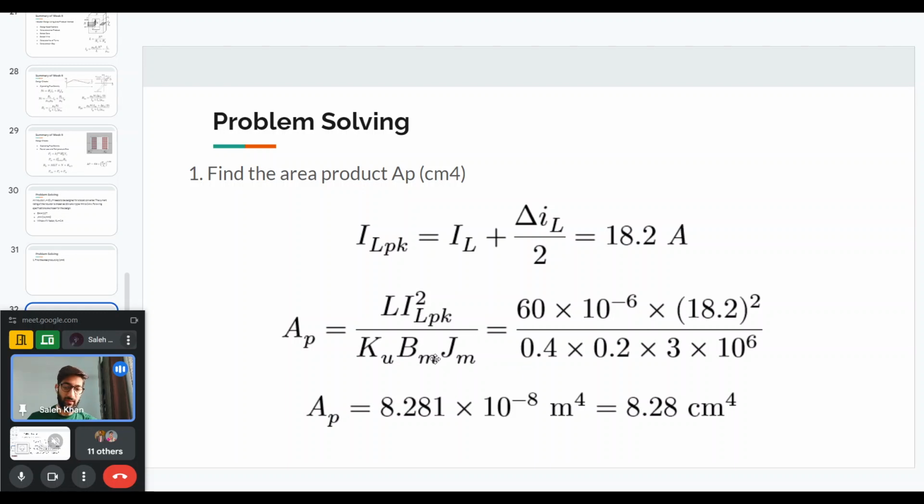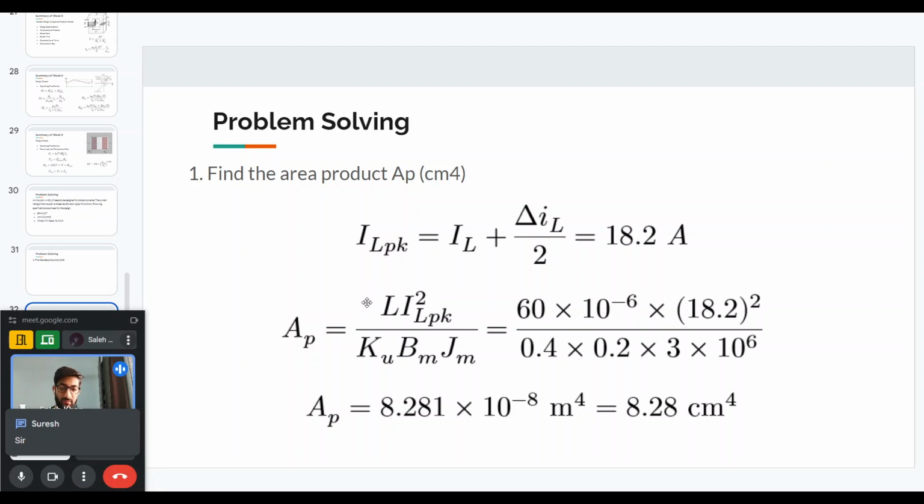And then current density is given as 3 amperes per millimeter square. You have to convert it into amperes per meter square. That will give you 3 times 10 to the 6 amperes per meter square. Then it becomes SI units, so you get the answer in terms of meters, and then you have to translate it back into centimeter. All the terms that you have here, you keep in SI units.